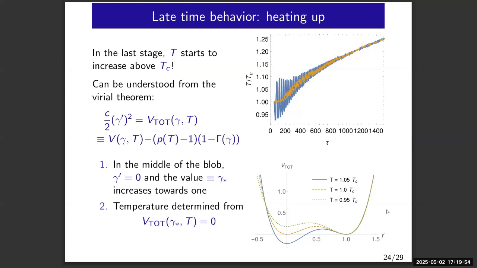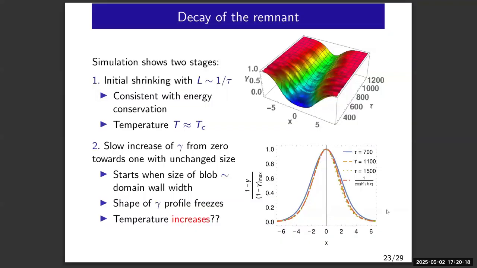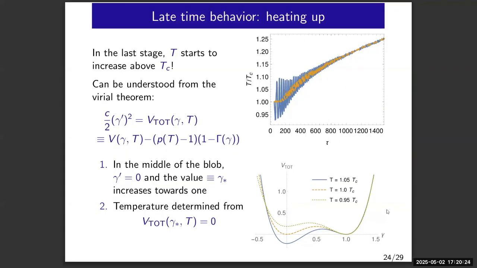And we see that in the middle of the block, because of symmetry, gamma prime must equal 0. You expect it to be an even function of x, and the value there you could call gamma star. We already saw from the simulations that the value of gamma is increasing towards 1 in the middle. If you set gamma prime equal to 0 in the virial theorem, it just means that the total effective potential must vanish at gamma star.